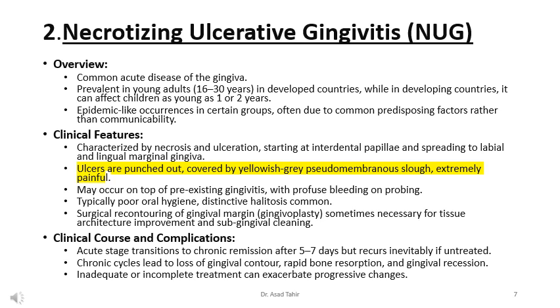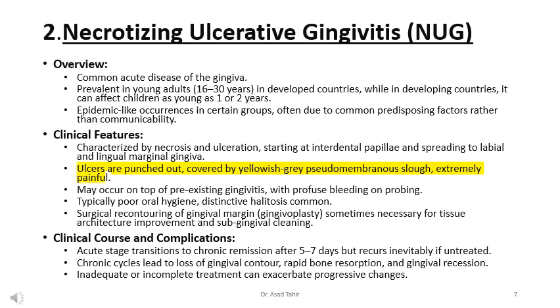Clinical features. Characterized by necrosis and ulceration, starting at interdental papillae and spreading to labial and lingual marginal gingiva. Ulcers are punched out, covered by yellowish-gray pseudomembranous slough, and extremely painful. May occur on top of pre-existing gingivitis, with profuse bleeding on probing. Typically poor oral hygiene and distinctive halitosis are common. Surgical recontouring of the gingival margin, gingivoplasty, is sometimes necessary for tissue architecture improvement and subgingival cleaning.